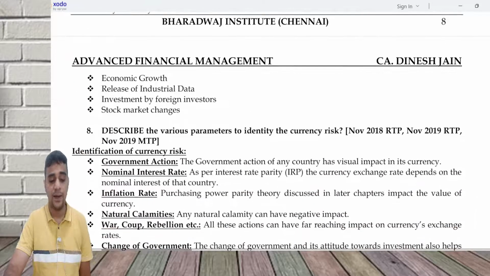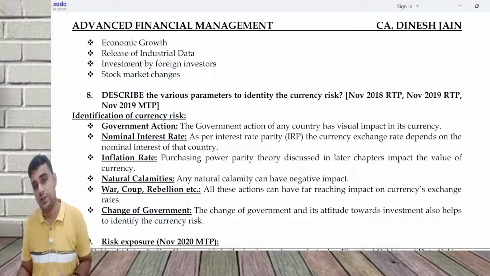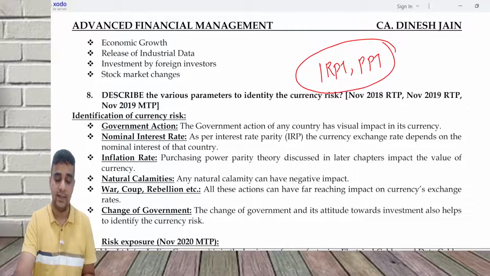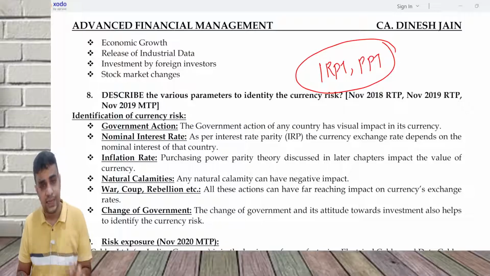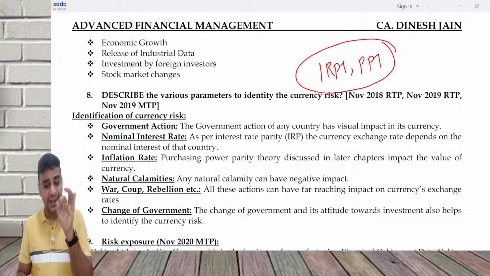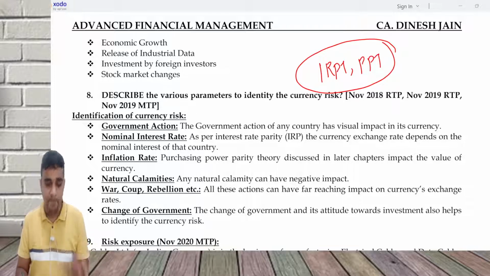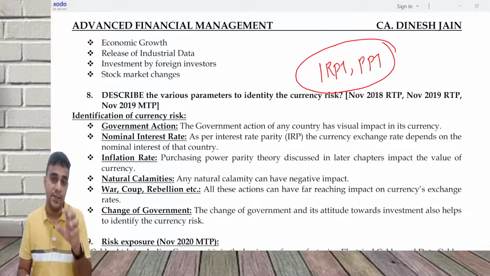How do you identify currency risk? Again, currency risk is basically the likely variation in the exchange rate. Is there any variation which is going to happen in the exchange rate? We learned in interest rate parity theory and purchasing power parity theory that the exchange rate of a country is dependent on the interest rates of the country. If a country has high interest rates vis-a-vis another country, it will lead to depreciation of the currency.